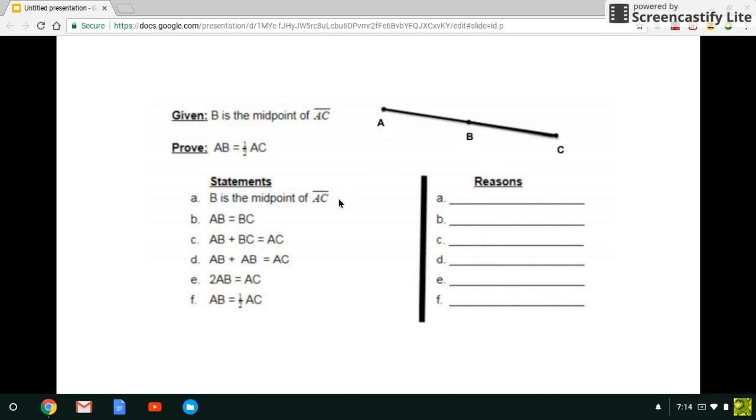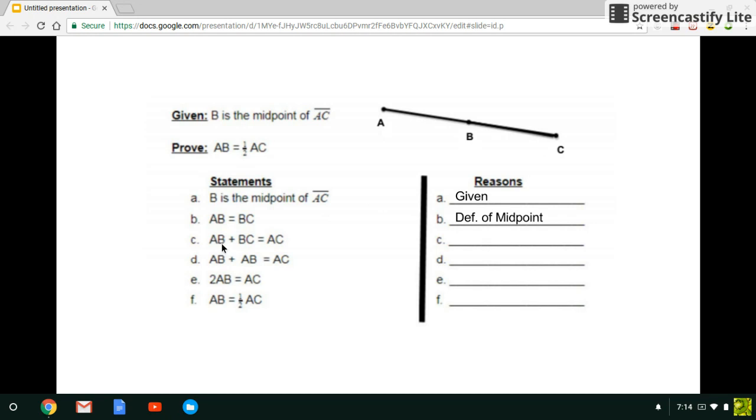Our first statement says that B is the midpoint of AC. That's just our given, we're stating our given. That's always our first reason, so that's almost a freebie. Then it tells us that AB is equal to BC. We know AB is equal to BC because B is a midpoint, so by the definition of midpoint, that is true.